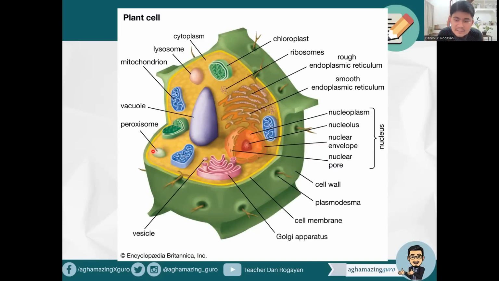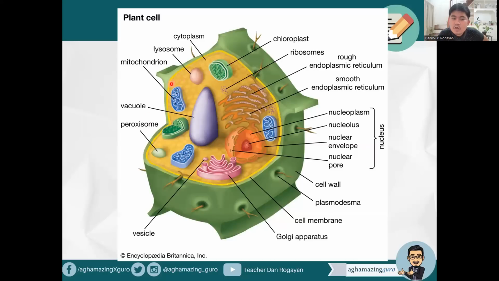Peroxisome, andito pala siya. So, pag tinanong kayo, ano yung pinoproduce nito, anong compound, si peroxisome. Tatandaan nyo pa? Hydrogen peroxide. So basically, nagpo-produce siya ng hydrogen peroxide, no? Para hindi malason yung cell.